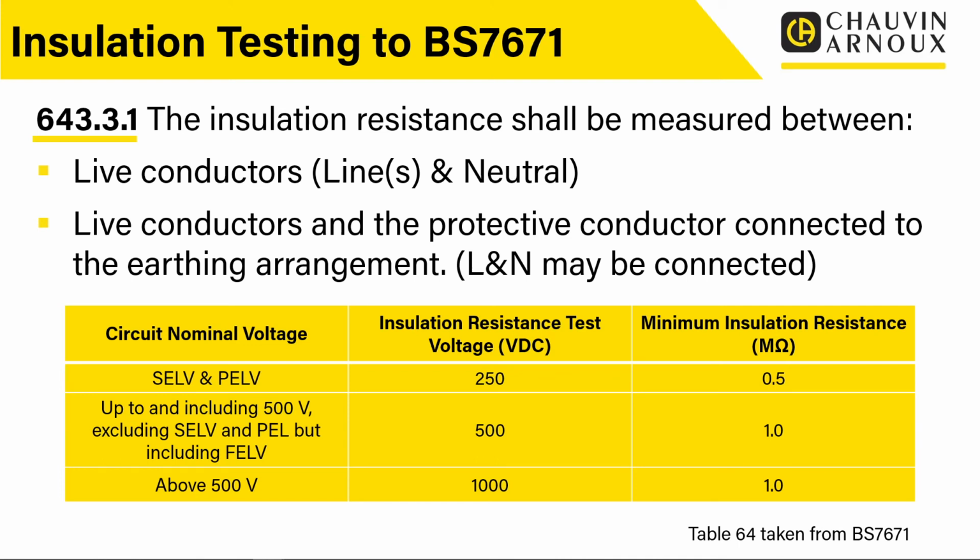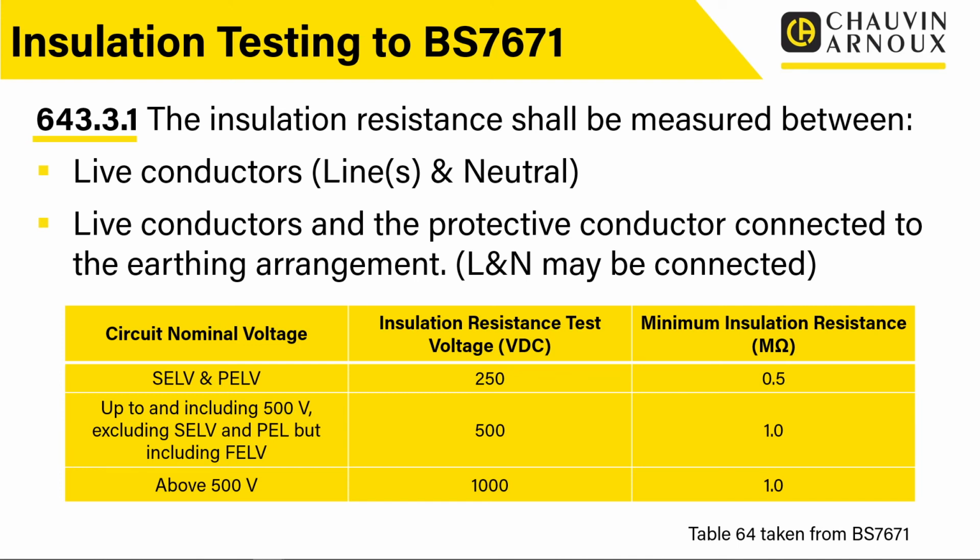You could just connect them all together, check them all in one go. If they pass all in one go, then that's fine. Obviously, if it fails, then you would break it down and do them separately and try and find out which one was actually shorted to earth. But you don't have to do them individually. It does make a note in the regulations that they may be connected together when you're actually carrying out that test. So, important things to be aware of there.